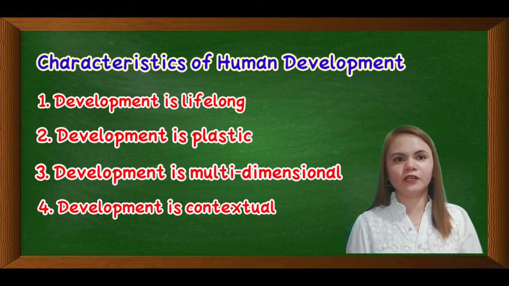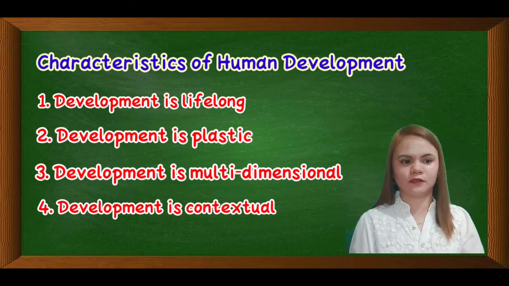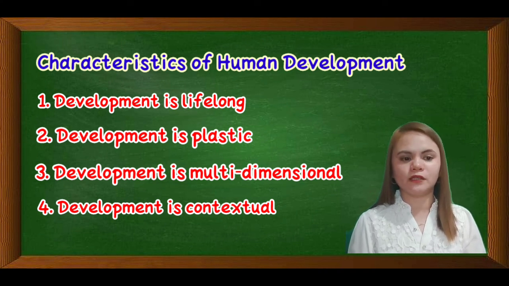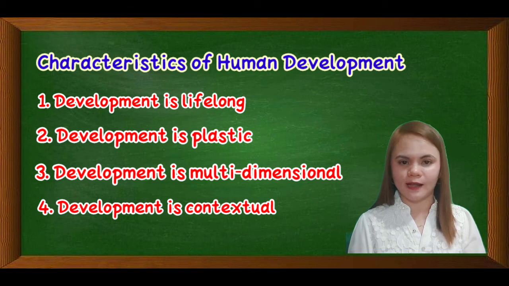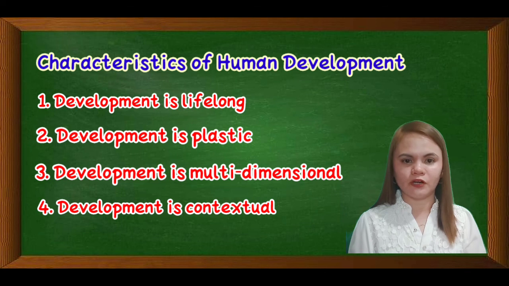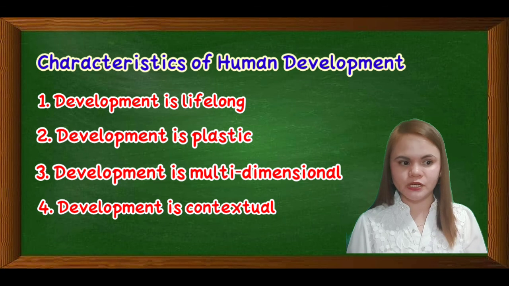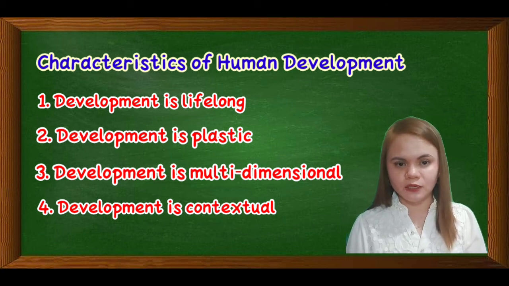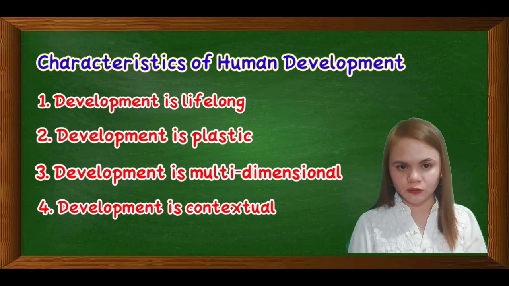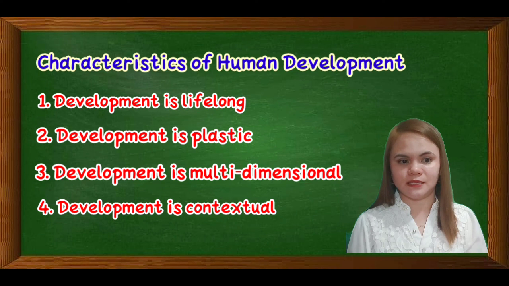Number 4, development is contextual. In Baltes's theory, the paradigm of contextualism refers to the idea that 3 systems of biological and environmental influences work together to influence development. Development occurs in context and varies from person to person, depending on factors such as a person's biology, family, school, church, profession, nationality, and ethnicity.